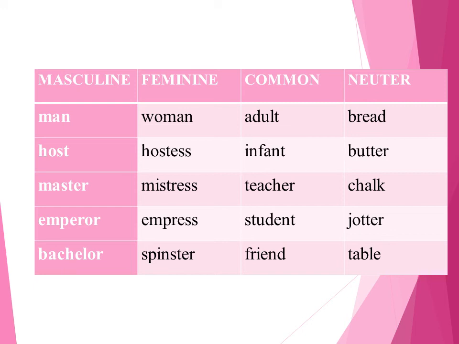Emperor is masculine. Empress, feminine. Student, common. And then the jotter that I use to write, it doesn't have a life. Then masculine, bachelor, a man that is not yet married. Then the feminine, spinster. Friend, it's a common noun, so it could be a boy or a girl. Then the table, my table, doesn't have a life, so it's called a neuter gender. Great.